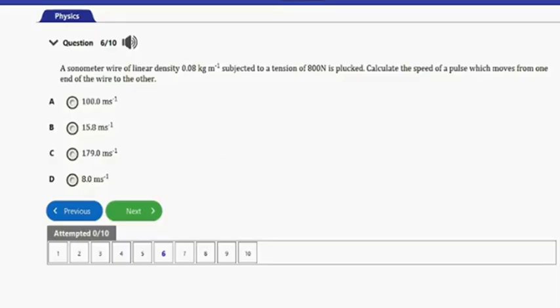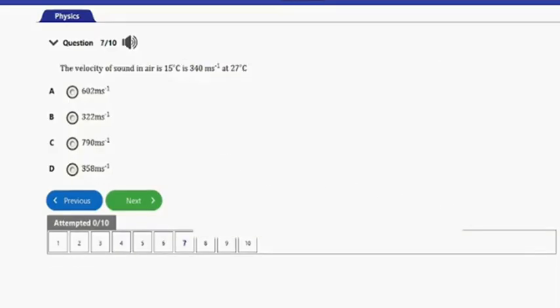Let's go ahead and consider the next question, guys. Alright, so guys, the next question here says, the velocity of sound in air at 15 degrees Celsius is 340 meters per second. So what's the velocity at 47 degrees Celsius?